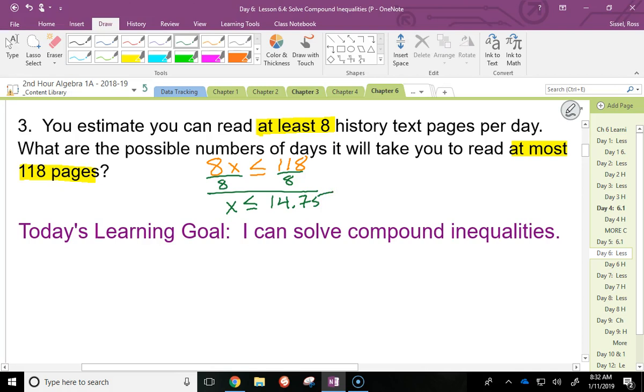What are the possible number of days it will take you to read? That's what we were solving with x, how many days. So if we have to say at most, can we read 14.75? No, we're going to say 15. But since x is less than, can I make this less than that? The biggest question is, did we use a less than or equal to, or a greater than or equal to sign correctly? What do you guys feel? So some of you thought it might have been greater than.